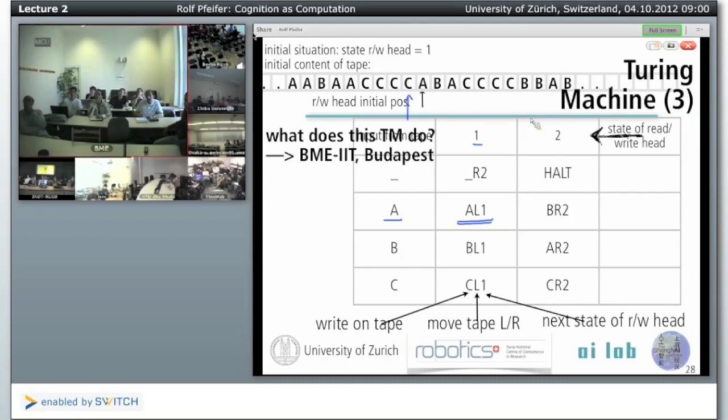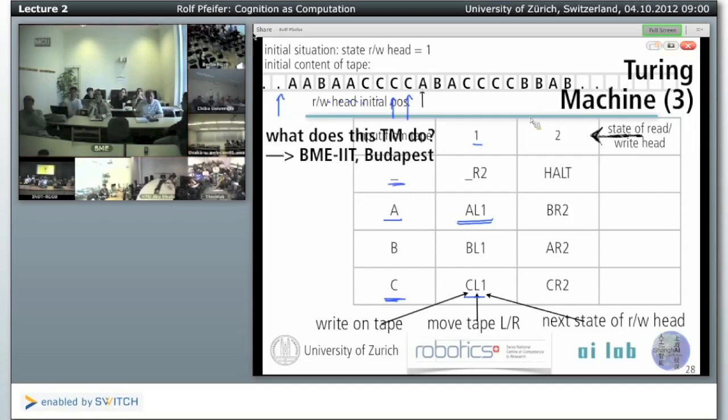It reads C, writes back C, and goes there. Exactly. And so on, until it is here, right? And then it reads a blank. It reads A.